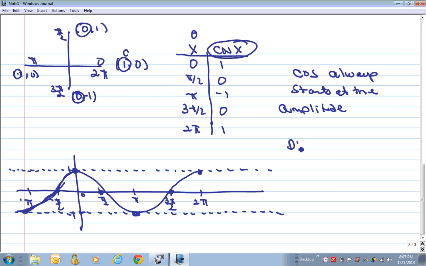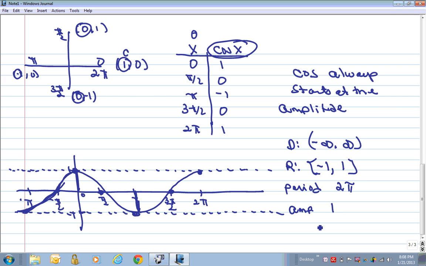So again, we have a domain of negative to positive infinity. Again, we have a range running from -1 to +1. Again, we have a period. The graph occurs between 0 and 2 pi, and then it repeats itself. So the period is 2 pi. Everything happens between 0 and 2 pi. And again, the amplitude is that distance from the axis to the top of the amplitude, or the axis and the bottom of the amplitude. And so our amplitude is 1 in the parent function.